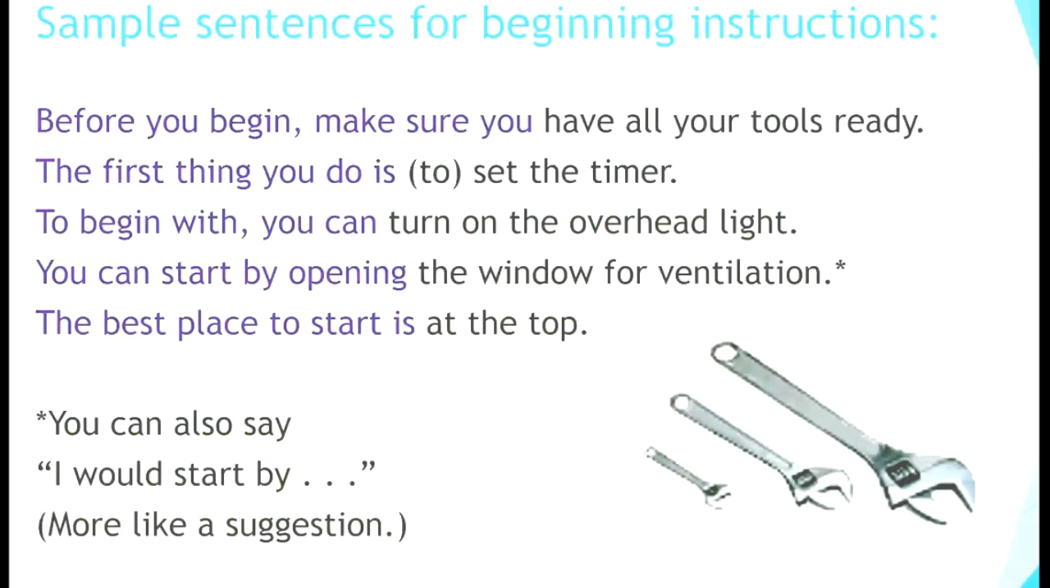Sample sentences for beginning instructions. Before you begin, make sure you have all your tools ready. The first thing you do is set the timer. To begin with, you can turn on the overhead light. You can start by opening the window for ventilation. The best place to start is at the top. You can also say, "I would start by..." This is more like a suggestion.